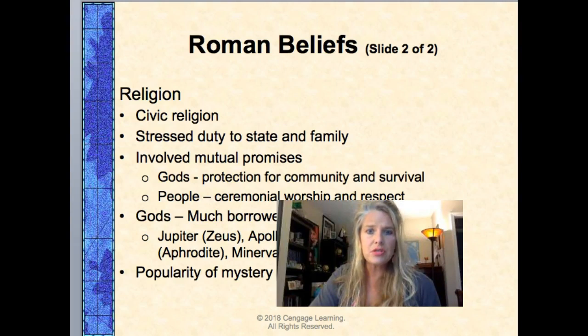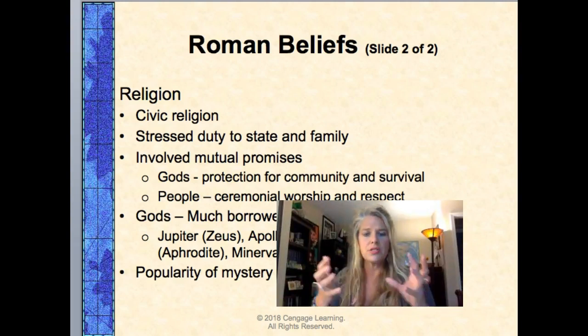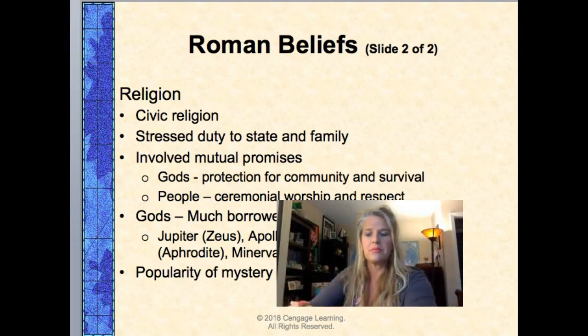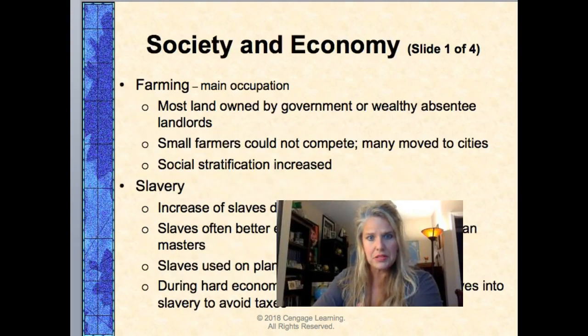Civic religions stress duty to state and family, and involved mutual promises between gods and people. They still believed in Jupiter, Zeus, Apollo, Neptune, Poseidon, Venus, Aphrodite, Minerva, Athena, Ares, and Mars. So they borrowed heavily from the Greek gods and goddesses and just changed their names. Right, and there was the popularity of the mystery religions.